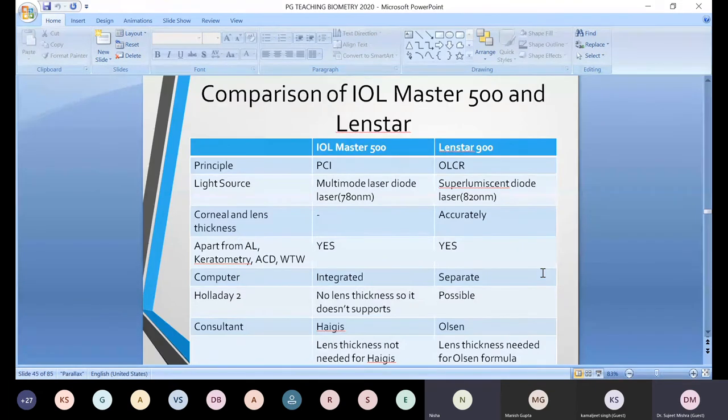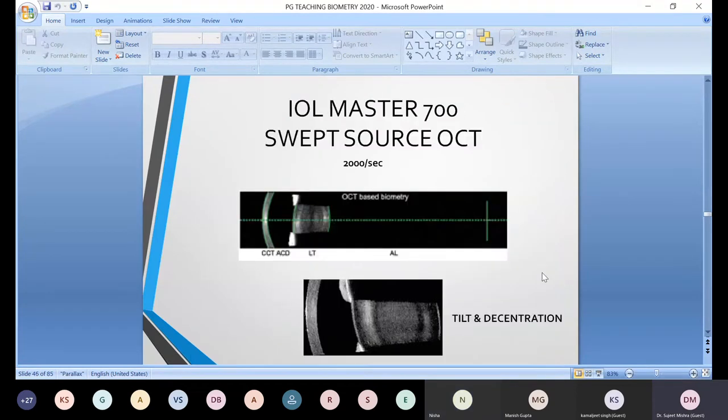Now this is an interesting thing, that in IOL Master 500, you don't get lens thickness, whereas in Lenstar, you get lens thickness. So what is the basic reason for this? The consultant for IOL Master was Haigis, and the Haigis formula doesn't need lens thickness. Whereas in Olsen formula, lens thickness is required, so Lenstar will measure lens thickness.